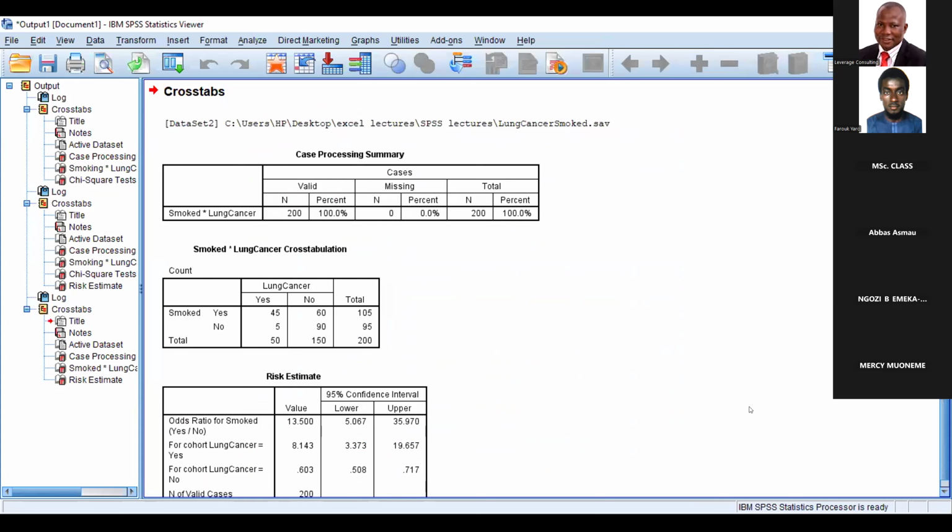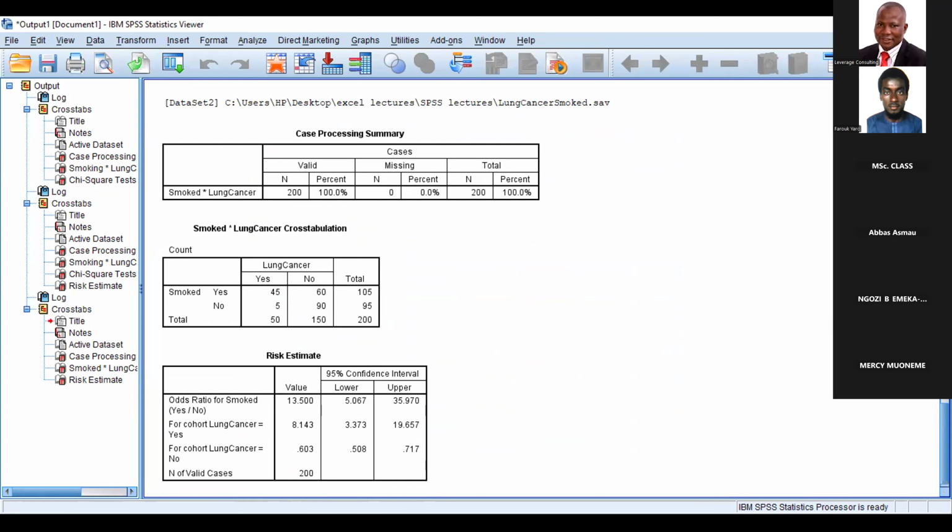So large. So you will see an odds ratio of 30.5. If you see, also calculate the relative risk for it, just like the way I calculated for the other one. So the interpretation is the same. The confidence interval is 5.067 to 35.970. So is it significant or not?